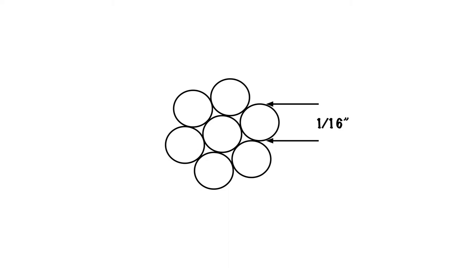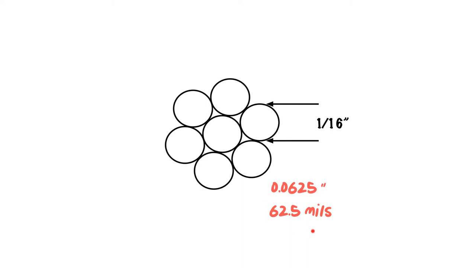In this example here, we have some stranded conductor. Each strand is 1/16 of an inch, and there are 7 strands here: 1, 2, 3, 4, 5, 6, 7 strands, each 1/16 of an inch. We're going to follow the same steps. We're going to take 1 divided by 16, and that works out to be 0.0625 inches. We're going to take this number now and convert it to mils by multiplying it by 1,000, or moving this decimal spot over 3. That ends up being 62.5 mils.